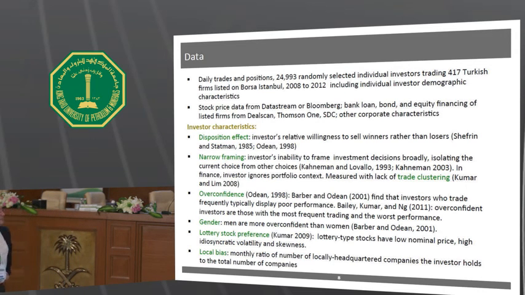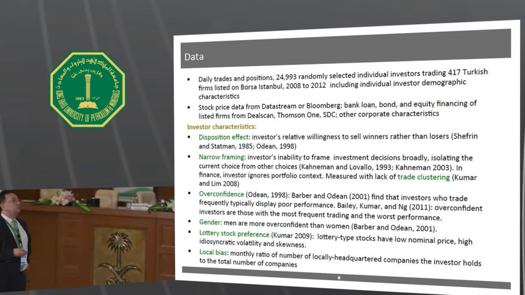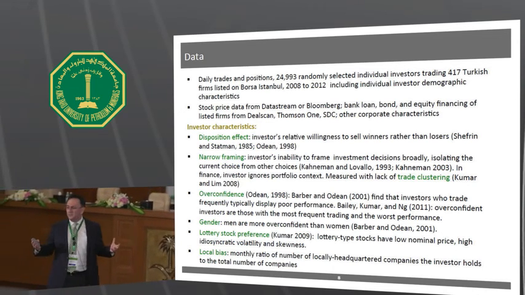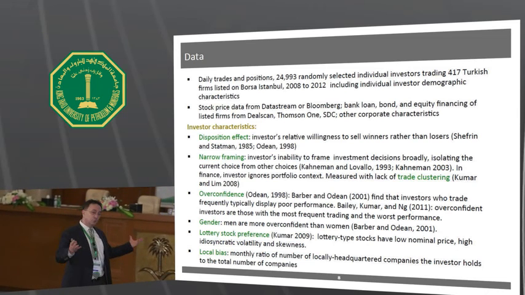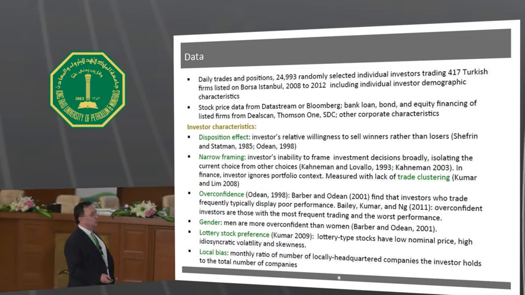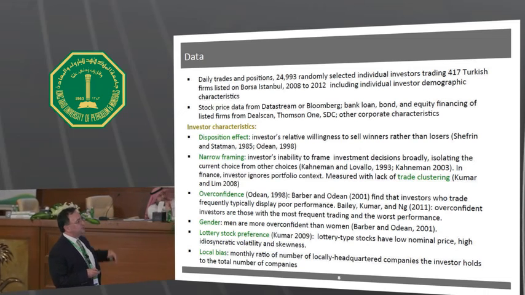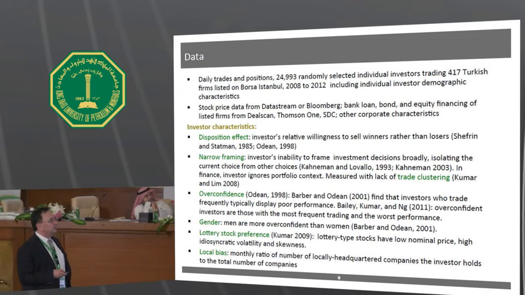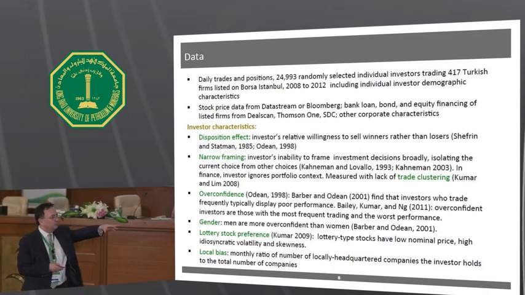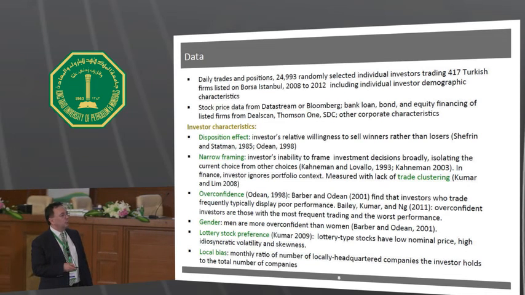In terms of the behavioral biases, as I was telling you before, we don't want to create something new. We just wanted to use what is available to us. So basically, we use the disposition effect, narrow framing, and in particular overconfidence, in addition to lottery stock preferences and local biases.